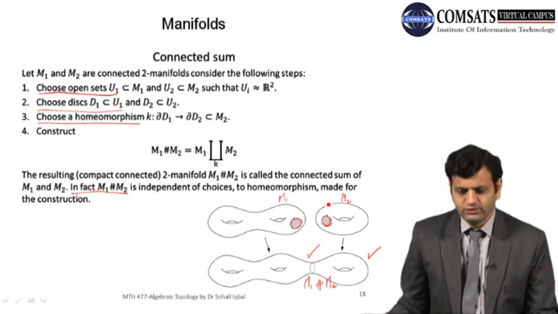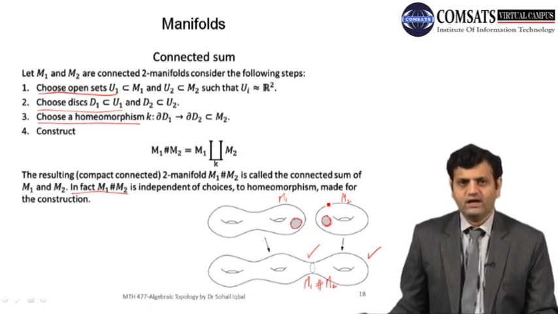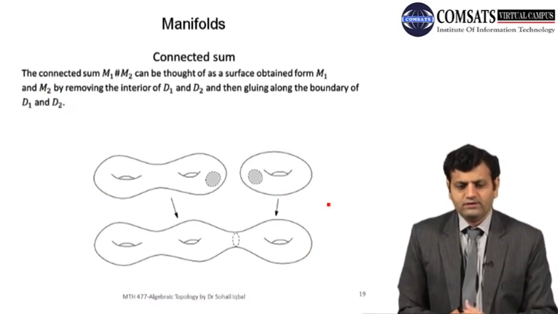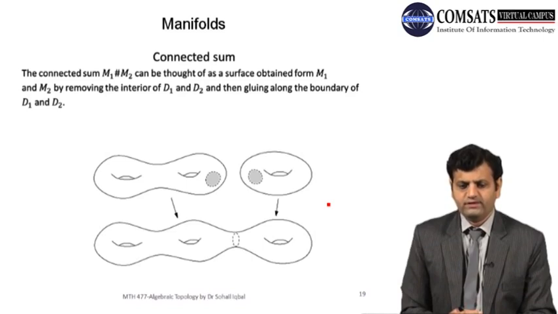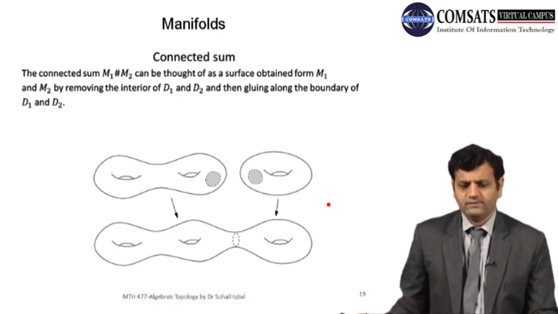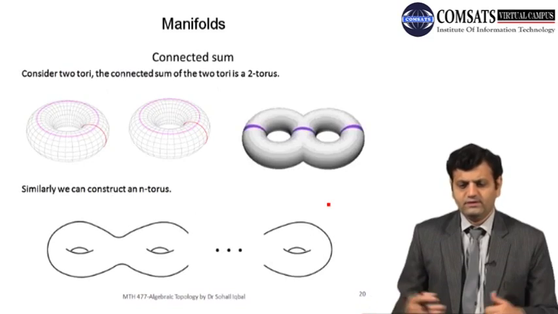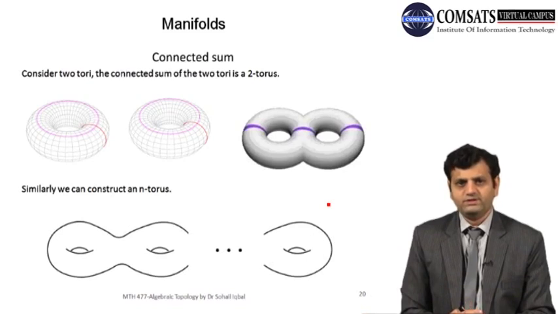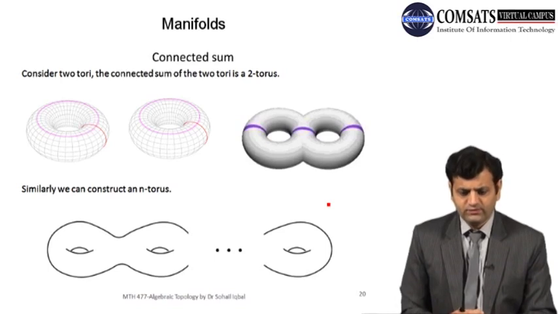So now, given two manifolds, I can construct another manifold using those two manifolds. The connected sum can be thought of as the surface obtained from M1 and M2 by removing the interior of D1 and D2 and then gluing along the boundary of D1 and D2. Okay, so once again this is the same thing. So let's see what we can do with this special operation of connected sum.